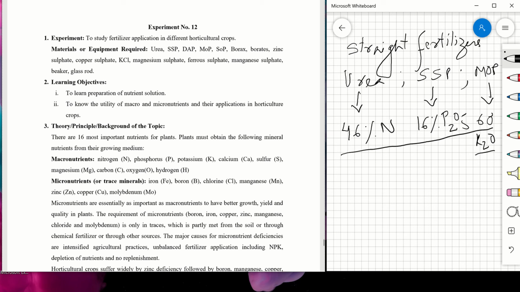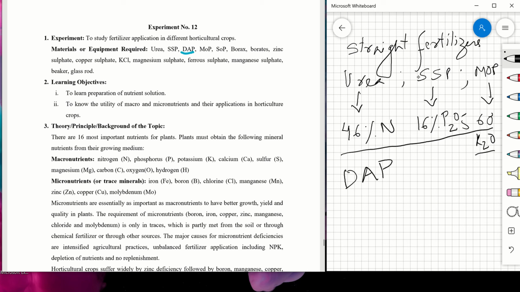Next is your DAP. DAP stands for diammonium phosphate. It is a complex fertilizer. So what do you mean by complex fertilizers? It means it contains at least two major nutrients. For example, DAP. So we will write diammonium phosphate.